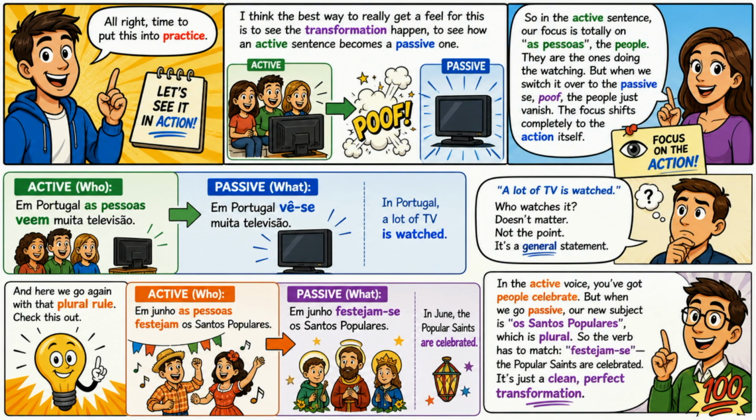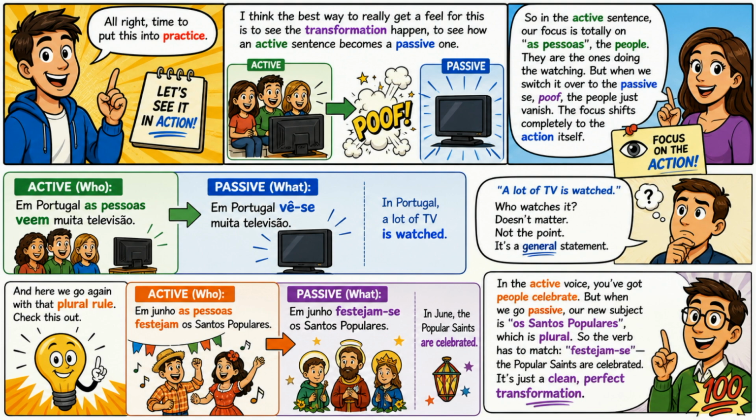I think the best way to really get a feel for this is to see the transformation happen, to see how an active sentence becomes a passive one. So in the active sentence, our focus is totally on "as pessoas," the people. They are the ones doing the watching. But when we switch it over to the passive "se," poof, the people just vanish. The focus shifts completely to the action itself. "Vê-se muita televisão." A lot of TV is watched. Who watches it? Doesn't matter. Not the point. It's a general statement.